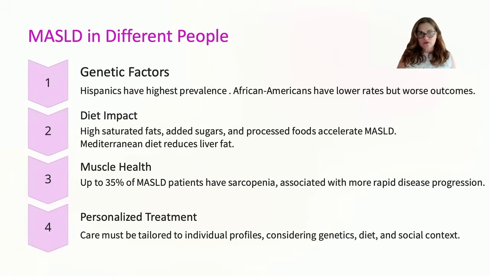Diet plays a huge role. Eating a lot of saturated fats, added sugars, and processed foods can speed up liver damage, while on the other hand, a Mediterranean-style diet can help reduce fat in the liver. Up to 1 in 3 people with MASLD have sarcopenia, which means a loss of muscle mass and strength. So this makes the disease progress faster and affect the quality of life.